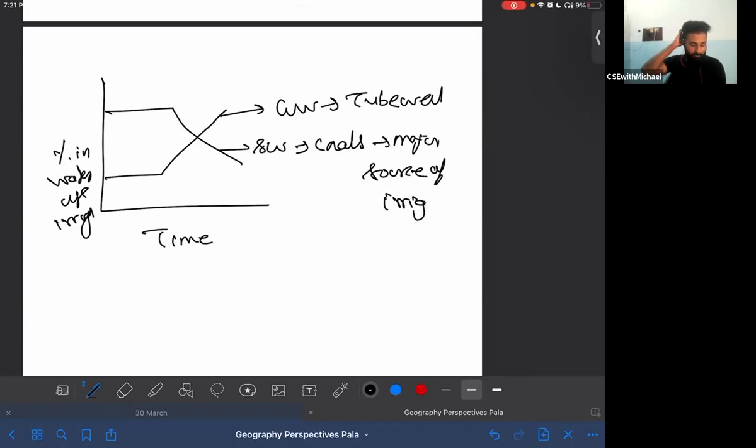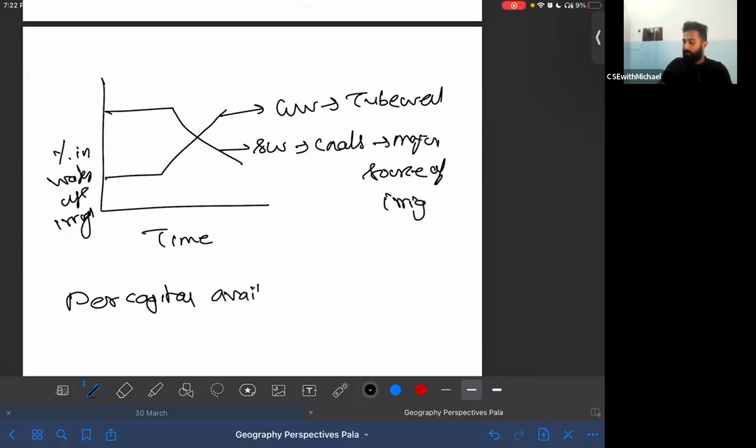Water requirement of India. I will have to write a few more points only. We'll finish this quickly. Water requirement in India. So per capita water availability is a measure that is used to measure water stress.